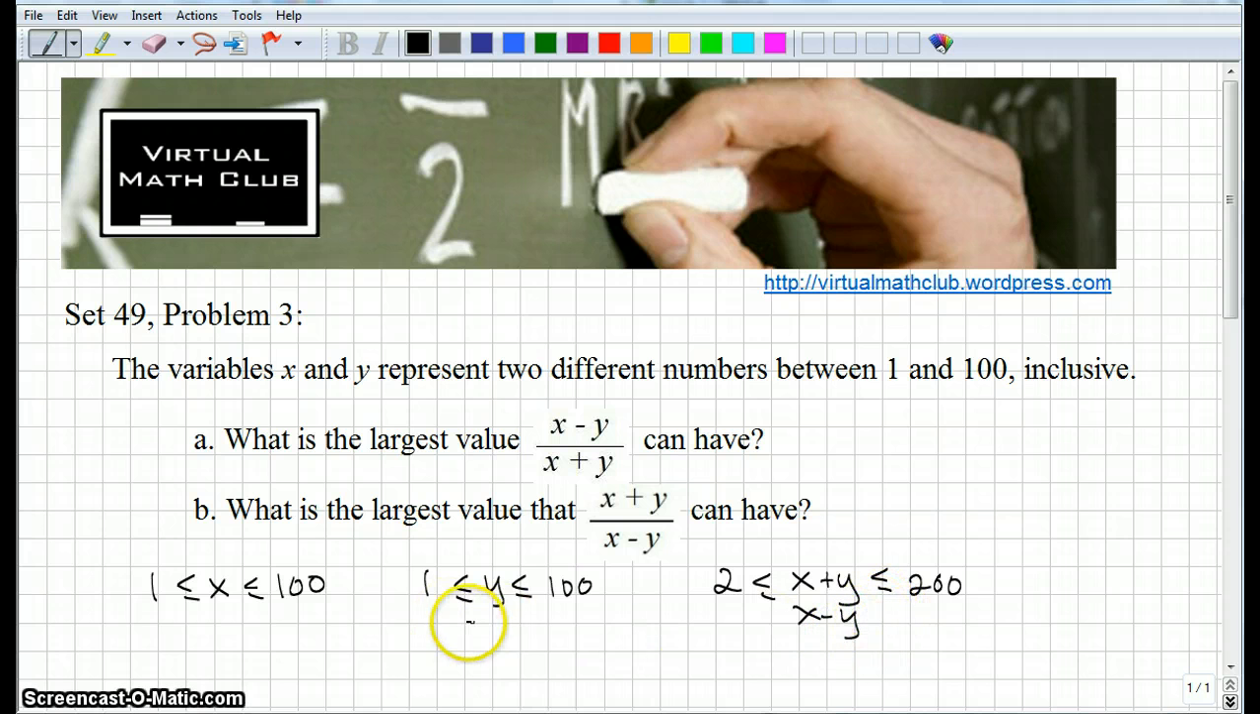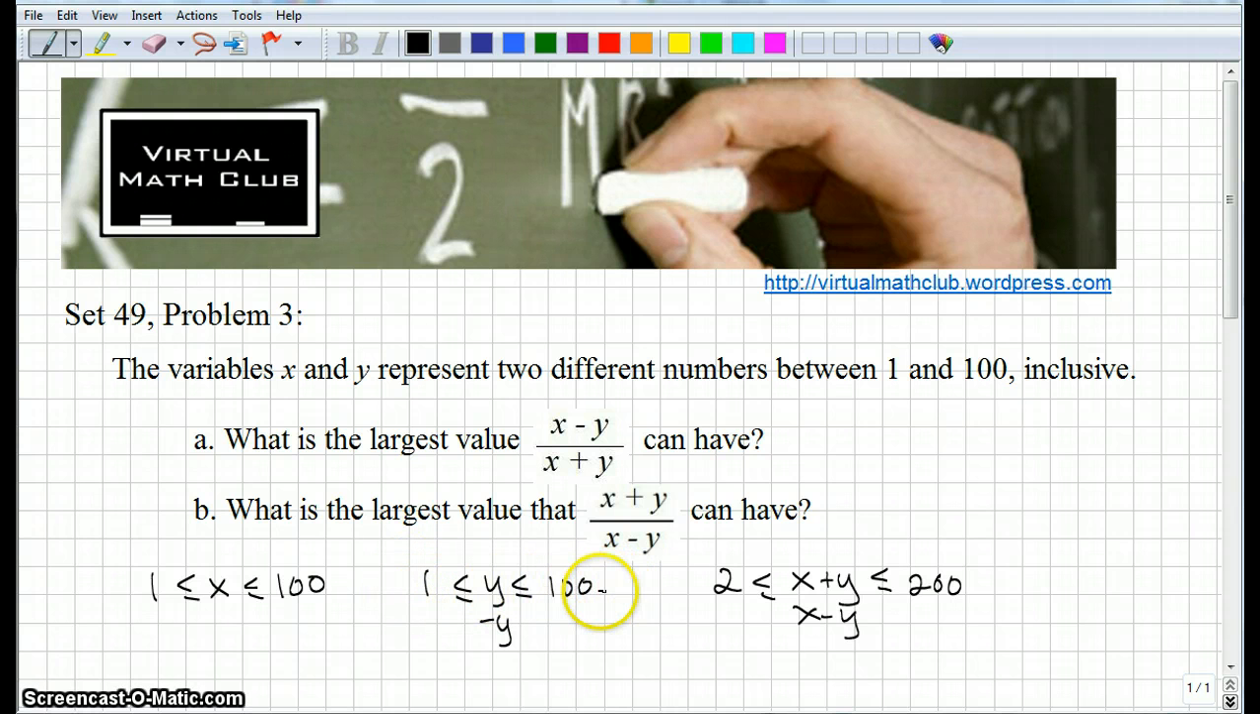Alright, let's look at x minus y. And before we do that, let's look at negative y. So if y was between 1 and 100, then negative y is going to be between negative 100 and 1. But in this case, the biggest number would be a negative 1, because negative 1 is bigger than negative 100, right? We're just taking the negative of everything. So this is also the same as multiplying through by a negative 1.